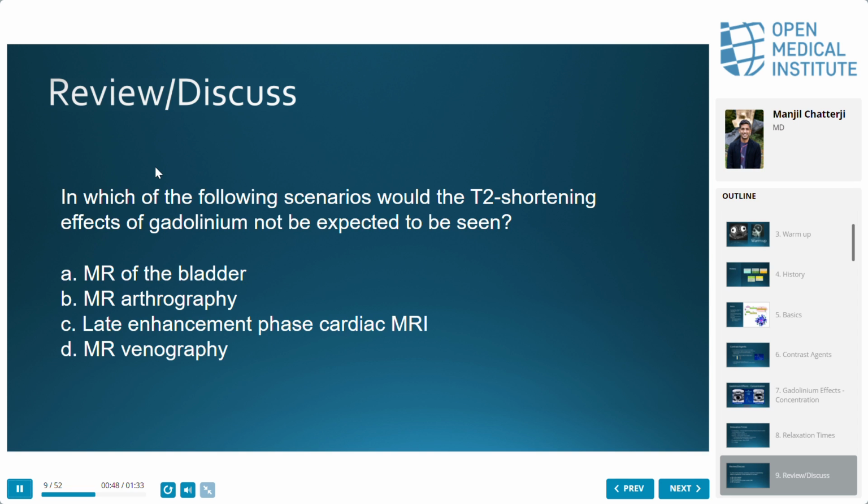So what she's saying is that at normal concentrations we see T1 effects. At higher concentrations, this is where the T2 effects occur, when the concentration is too much. And so what I'm asking you basically is where are the situations where the concentration of the gadolinium will pool?